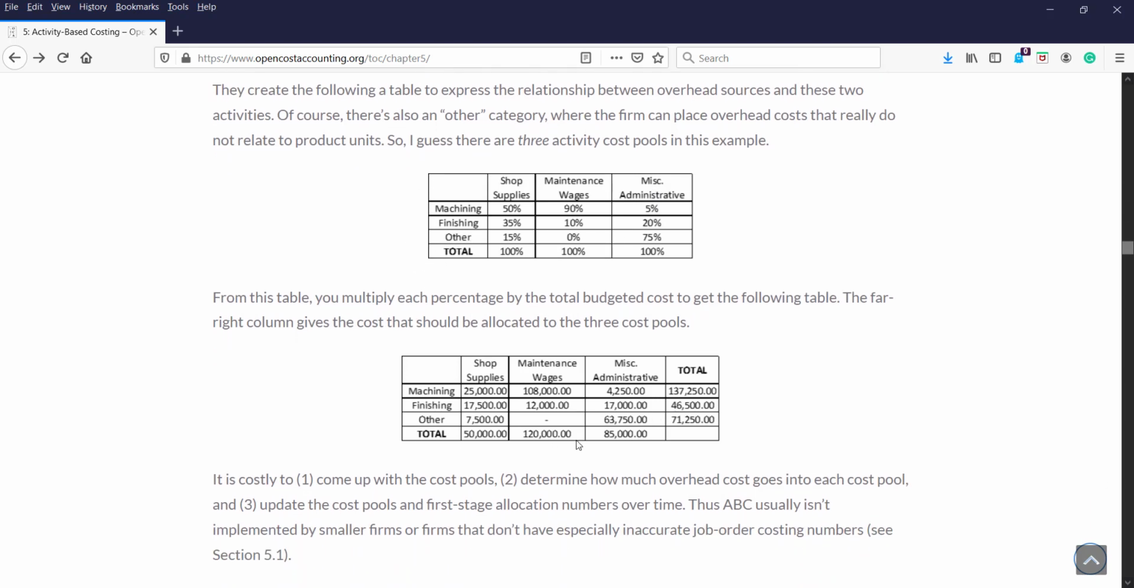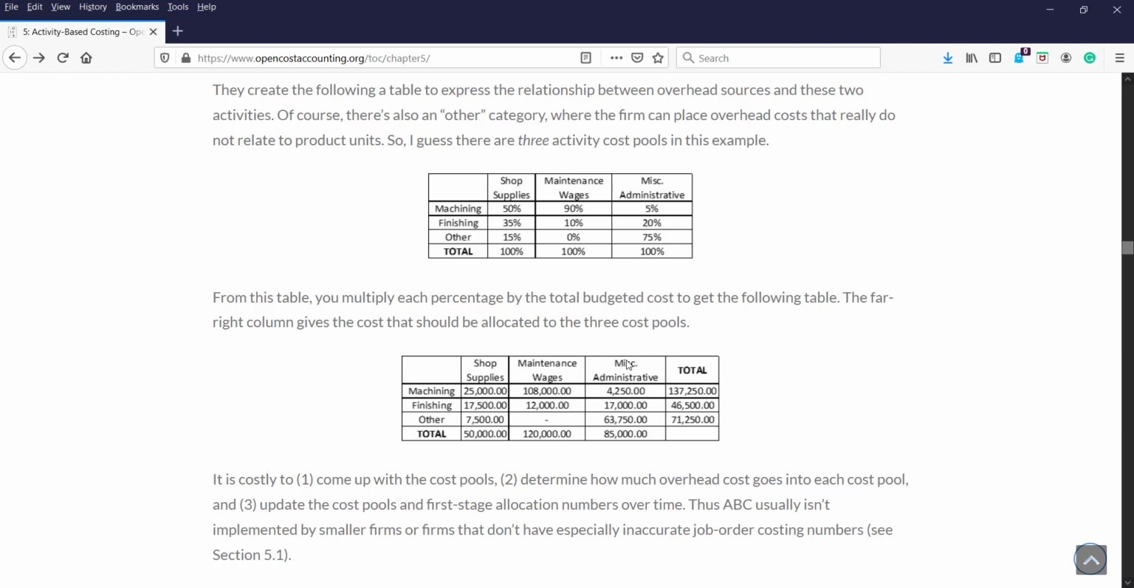And so let's say, for example, we have $120,000 of maintenance wages, and we have $85,000 of miscellaneous and administrative costs, and I skipped here, $50,000 of shop supplies. And we multiply those general ledger numbers, budgeted general ledger numbers, by these percentages up here, and we end up with these new groupings. And so we end up summing across the horizontal axis here. We have our new machining group has $137,250 in it, which is made up of some of the shop supplies budget, some of the maintenance wages budget, and some of this miscellaneous administrative budget based on these percentages and these budgeted amounts for those general ledger categories of overhead costs.